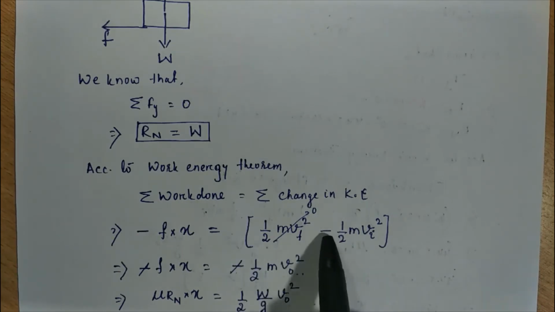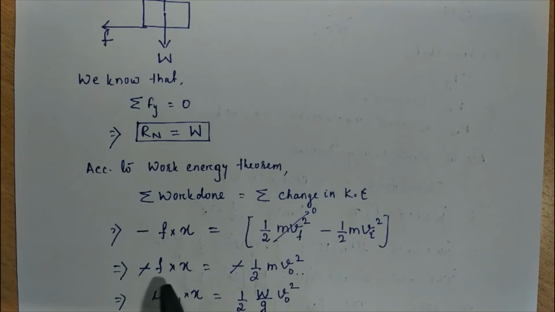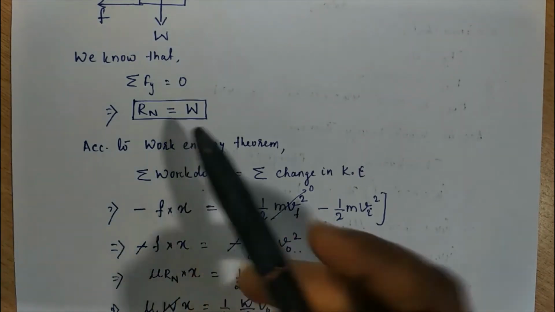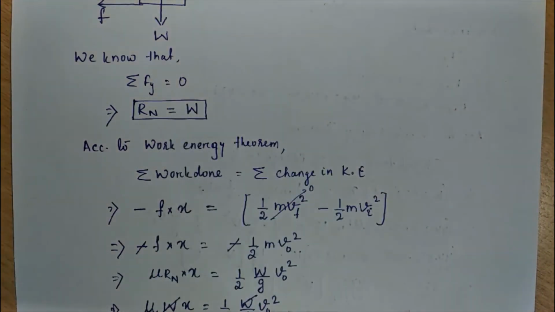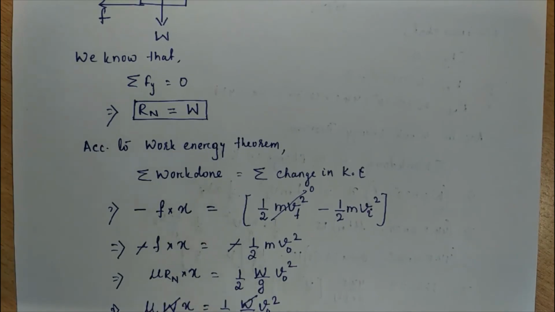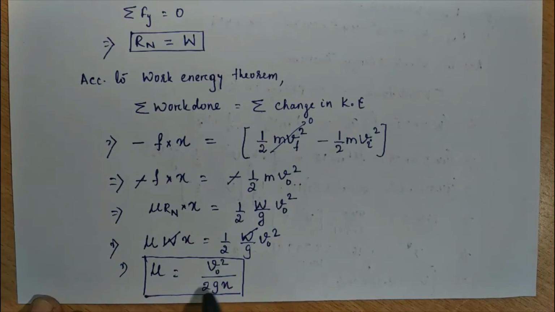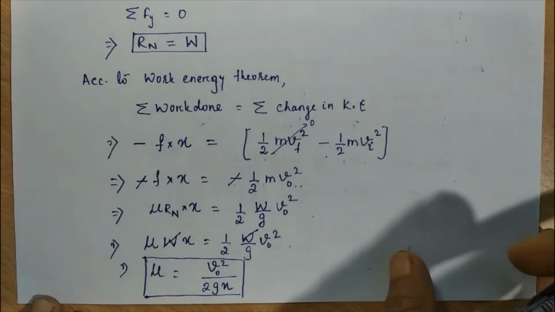So minus, minus, so minus minus cancels each other. Fx equal to half m v naught square. This m can be considered as W by g, and here F is the frictional force, and frictional force is equal to mu into Rn into x, and Rn is equal to W, that we already proved. So in place of Rn we substitute W, W cancels each other, and if we rearrange it we get mu is equal to V naught square by 2gx.